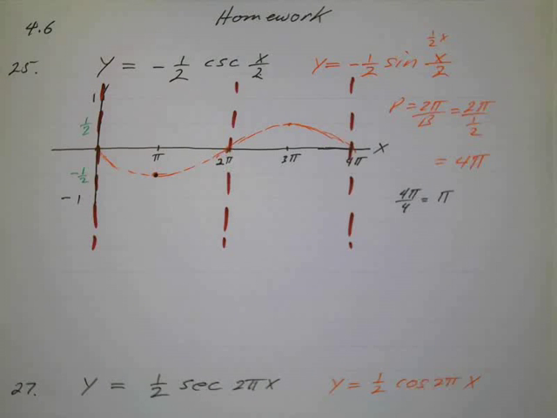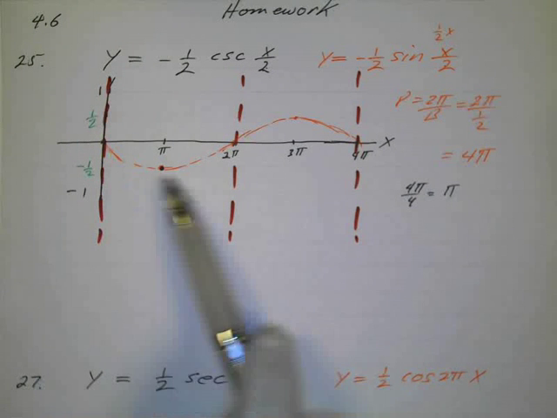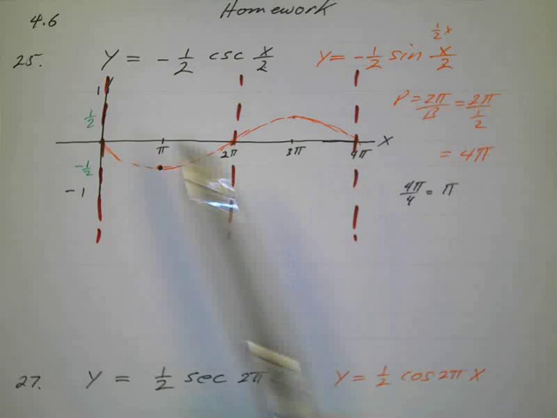Okay, these are some problems from section 4.6, and these are graphing the reciprocal functions, so of sine and cosine. That's going to be cosecant and secant. So they actually had this already graphed for you using this as our reference function. So I kind of went ahead and graphed it.